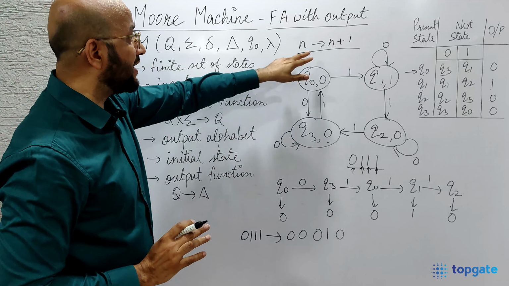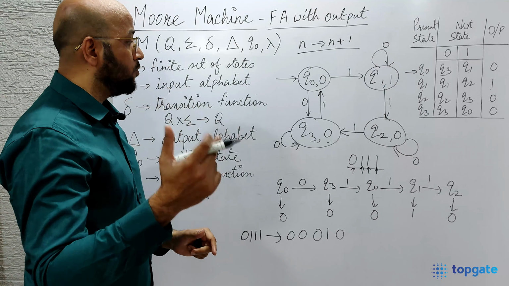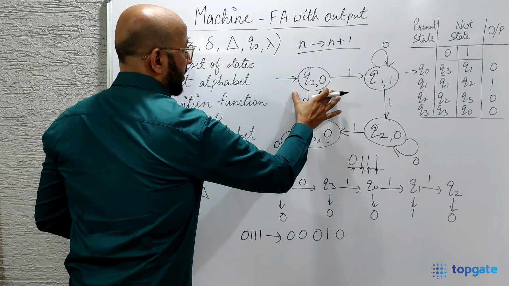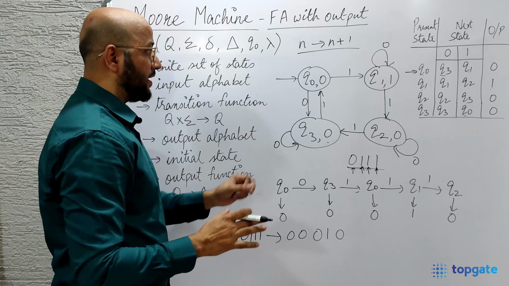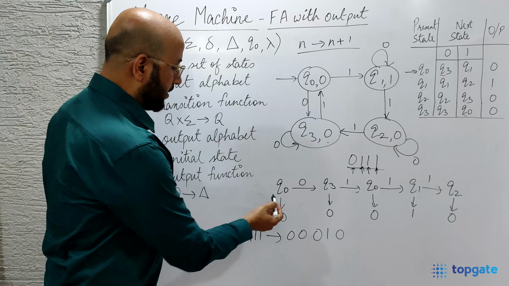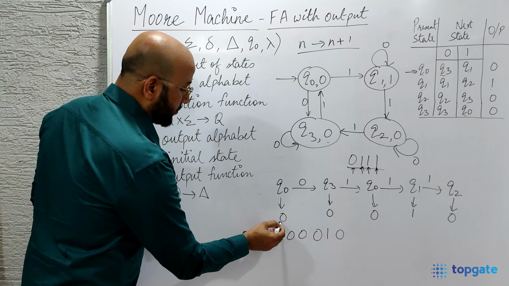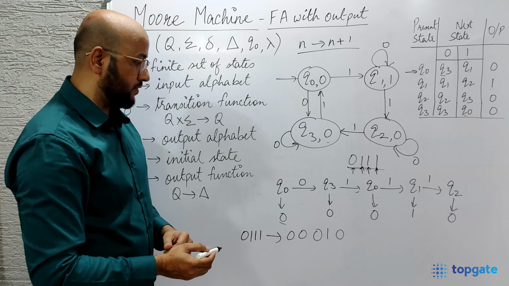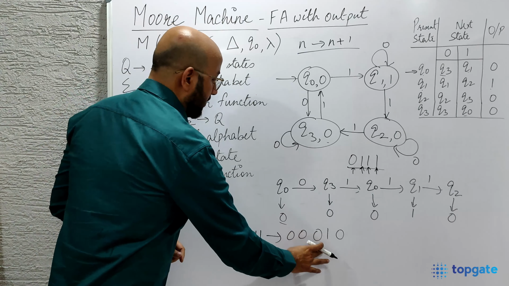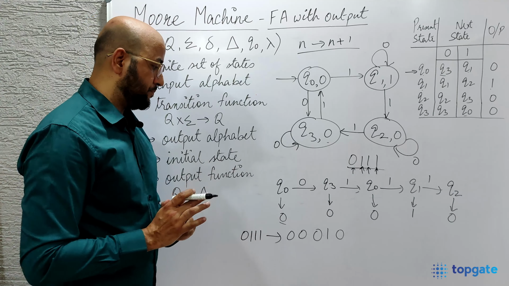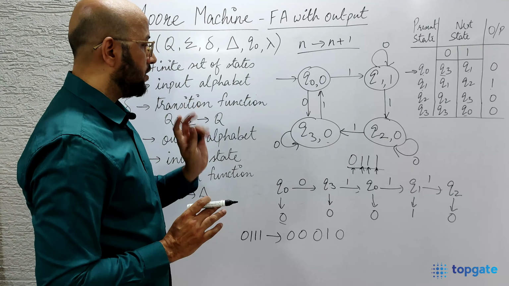Clear? Now why are we getting 1 character more than the input in the output? That is because without applying any input alphabet onto the initial state, I am seeing 1 output. You see here at Q0, I haven't applied any input alphabet yet, and I have received 1 output alphabet. So that's why I'm getting 1 character more than the input in the output. Clear? So this is your Moore machine.